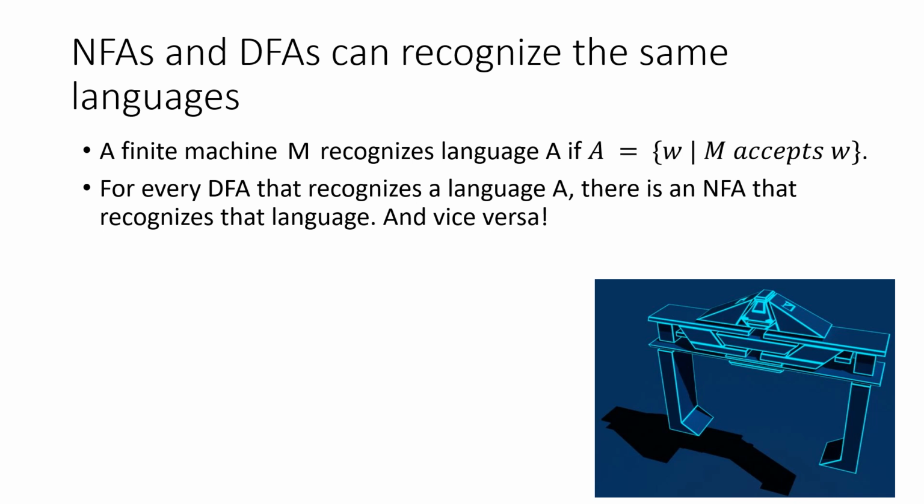Now, it's relatively straightforward as to why DFAs can be turned into NFAs. You just throw a little bit of set notation on there. But the other direction is a little bit trickier. That's what's called the subset construction.